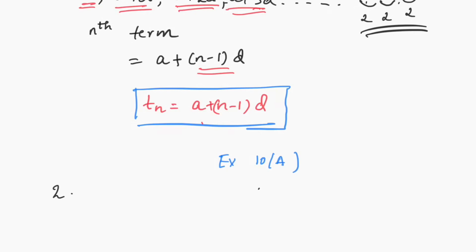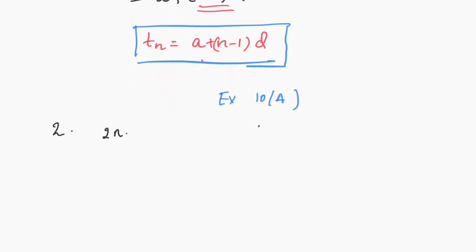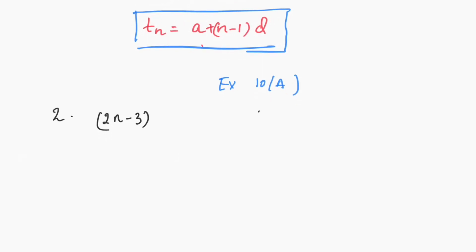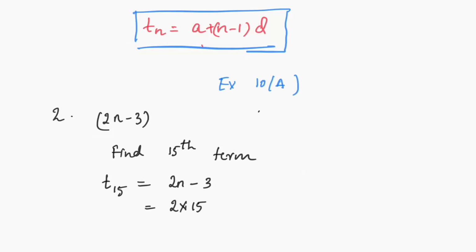The nth term of a sequence is 2n minus 3. So the nth term, that is our Tn, is already given to you: 2n minus 3. Find the 15th term. If you need to find the 15th term, it will be T15. Since the nth term is already given, instead of n you need to substitute 15. 2 into 15 minus 3. So you get 30 minus 3, that is equal to 27.